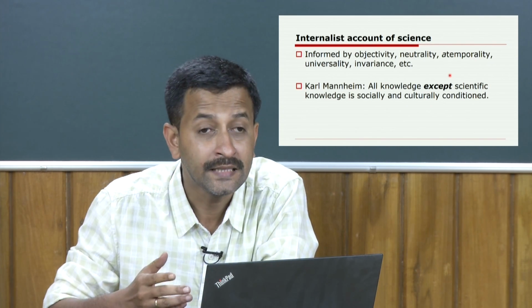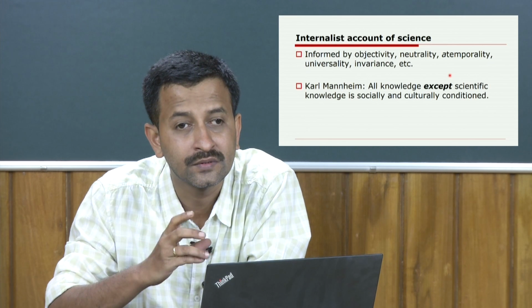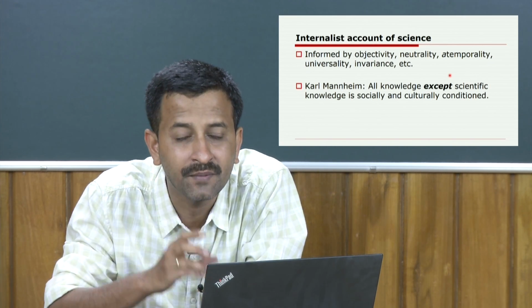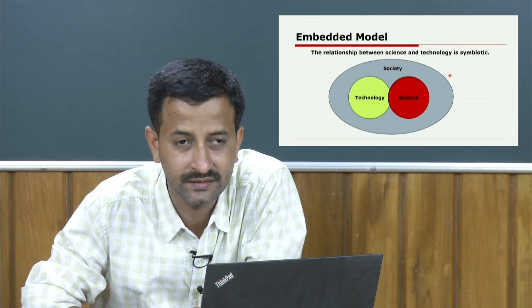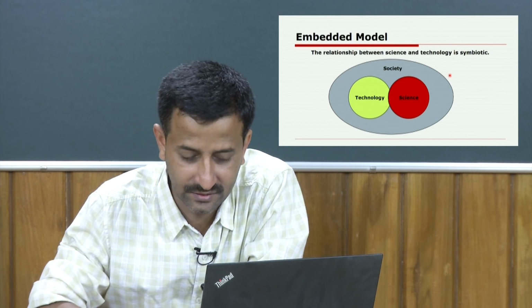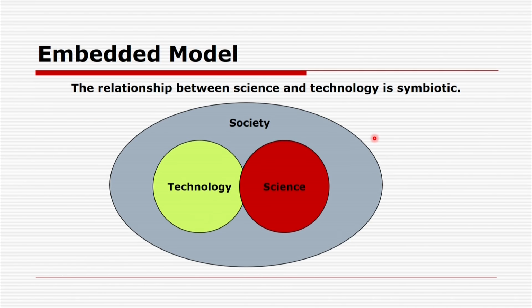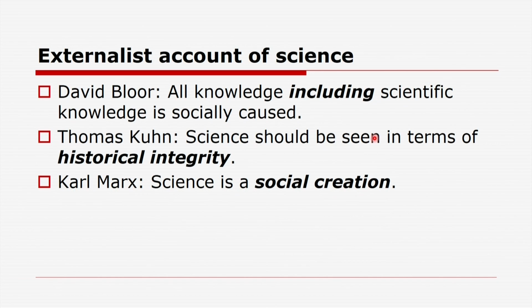As against such an internalist account of science guided by the linear and interactionist models, the embedded model suggests that no, this does not hold true. The embedded model suggests that science and technology are very much a part of society, of social formation. As against such an internalist account of science, the embedded model has given us an externalist account of science.